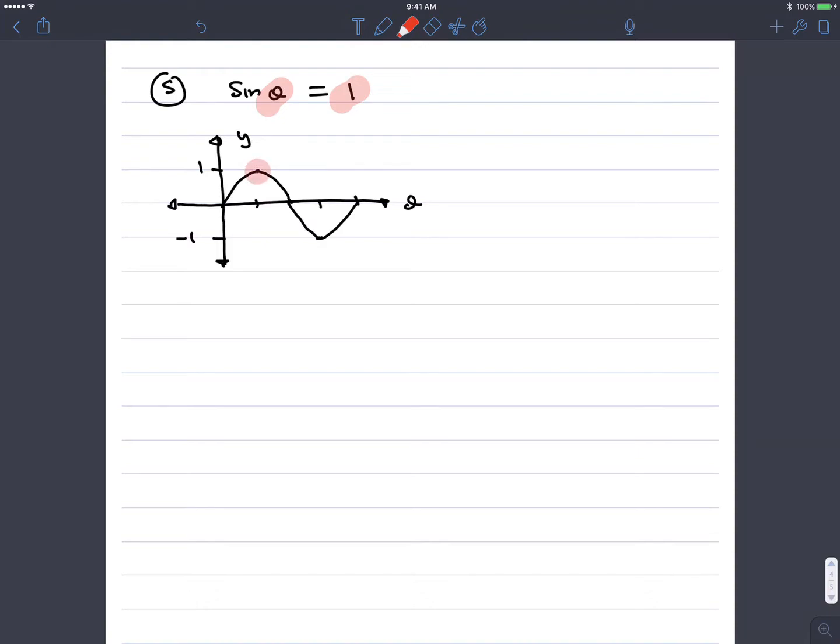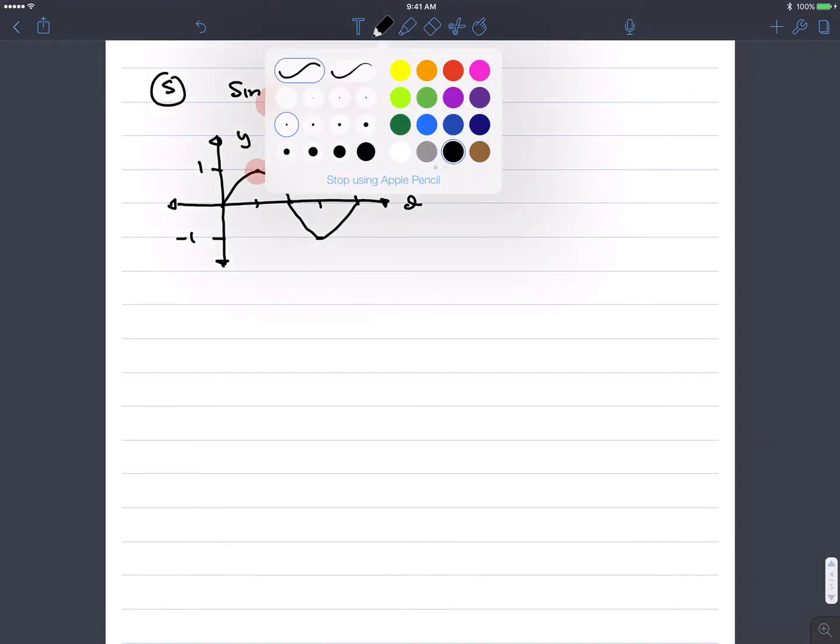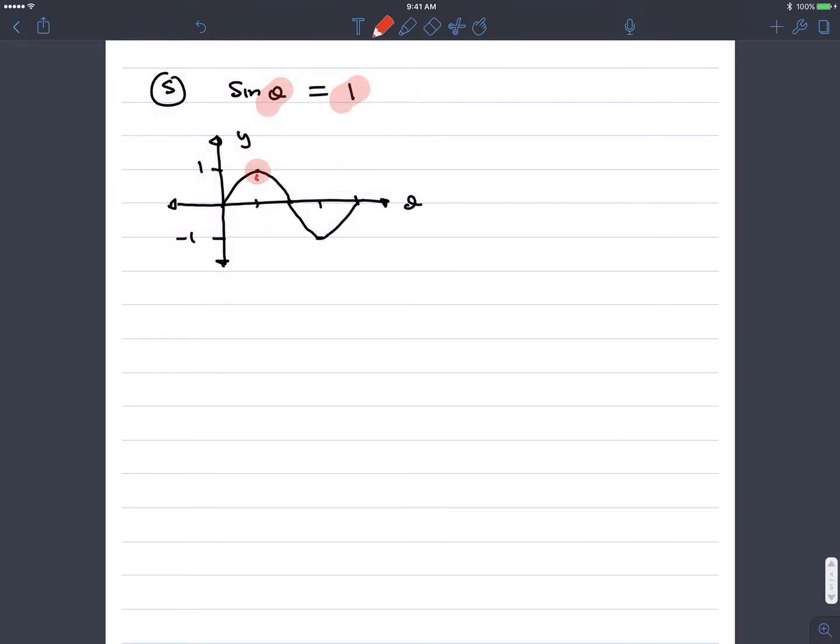Yes, you look right here. You see this right here? There's an angle here. What angle is associated with this point here? You get this 1. So sine of pi over 2 gives you the value 1. Is that the only answer in the interval from 0 to 2 pi? Yes, it is, because this is pi, this is 3 pi over 2, and this is 2 pi.